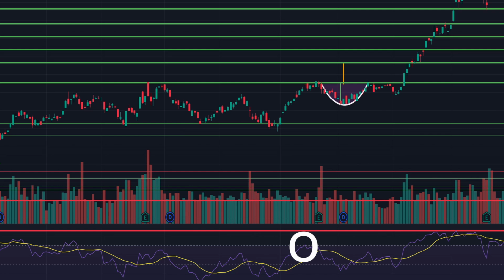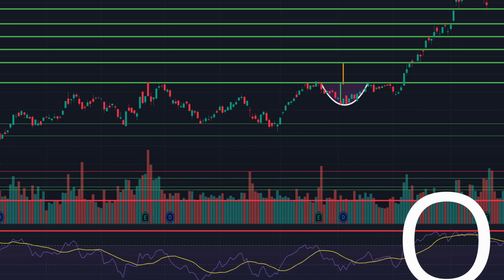However, in real life, things are a little different. Sometimes the stock can have an RSI above 70 for an extended period of time and also below 30 for an extended period of time.